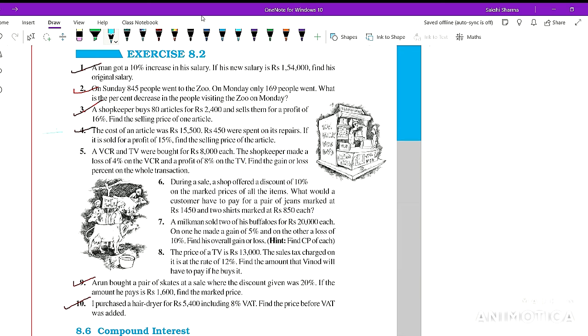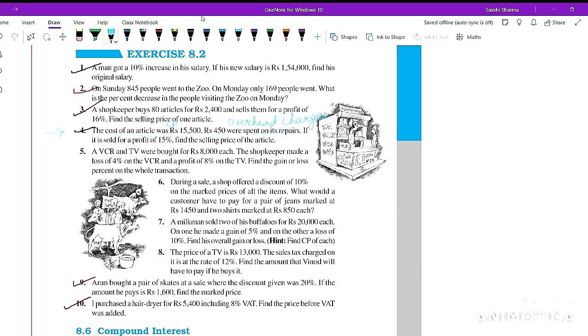Question number 4. The cost of an article was 15,500 rupees. So this is the cost price. 450 rupees were spent on its repairs. So these are called the overhead charges. Any type of extra money spent on any object before it is put to use.